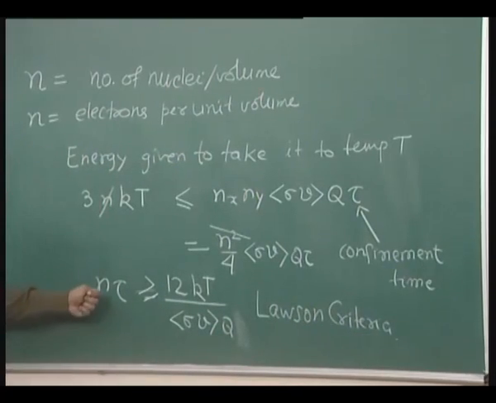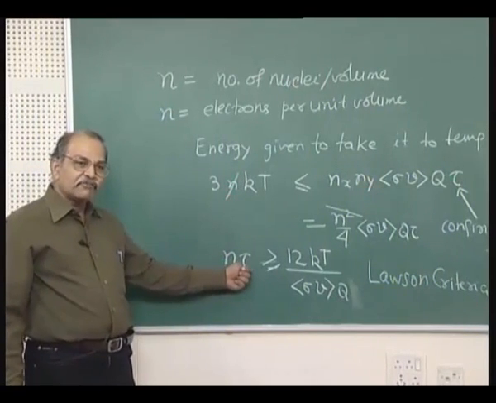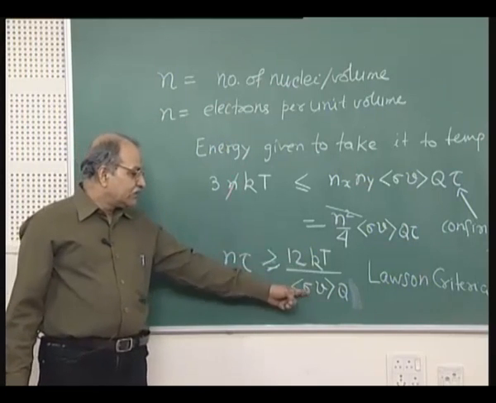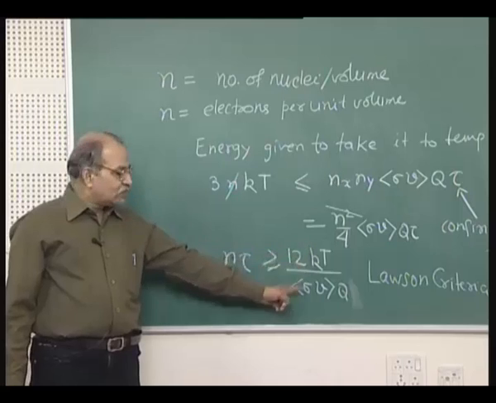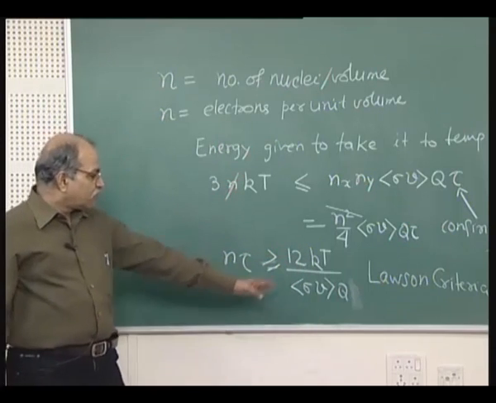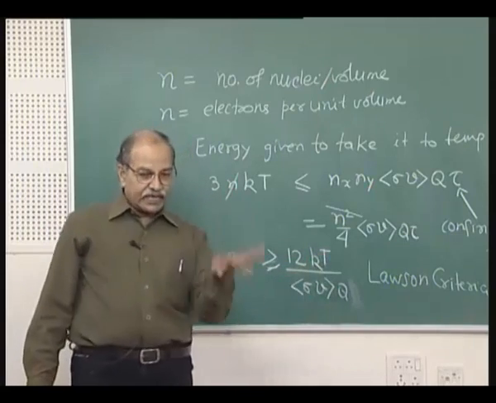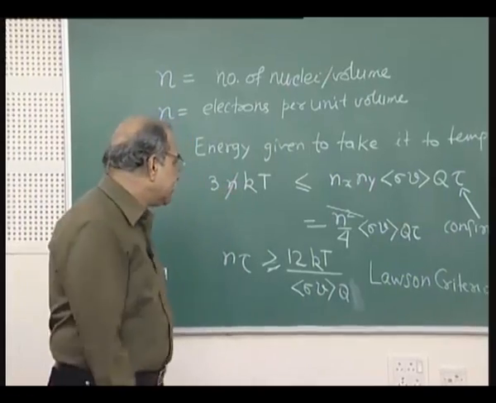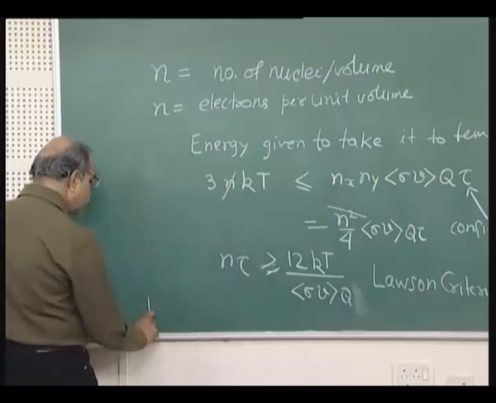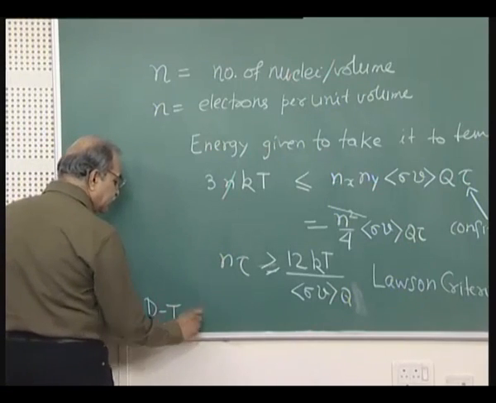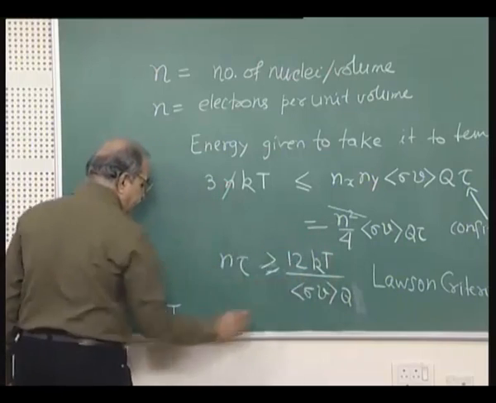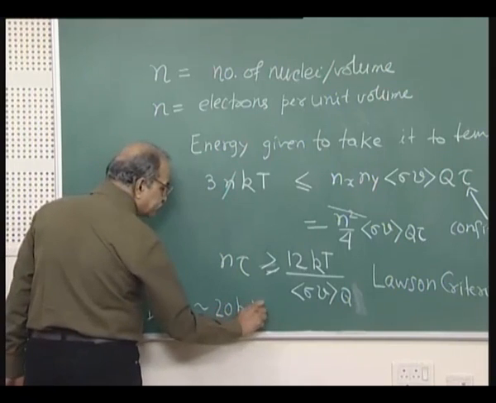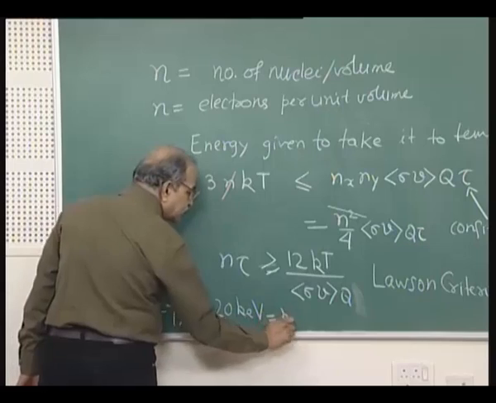So, the concentration and the confinement time, this product should exceed this quantity. This quantity one can calculate. It also depends on temperature, and it has a minimum at a certain temperature. For the DT reaction, this quantity is minimum at around, say, 20 keV, kT equal to 20 keV. So, this is the temperature.